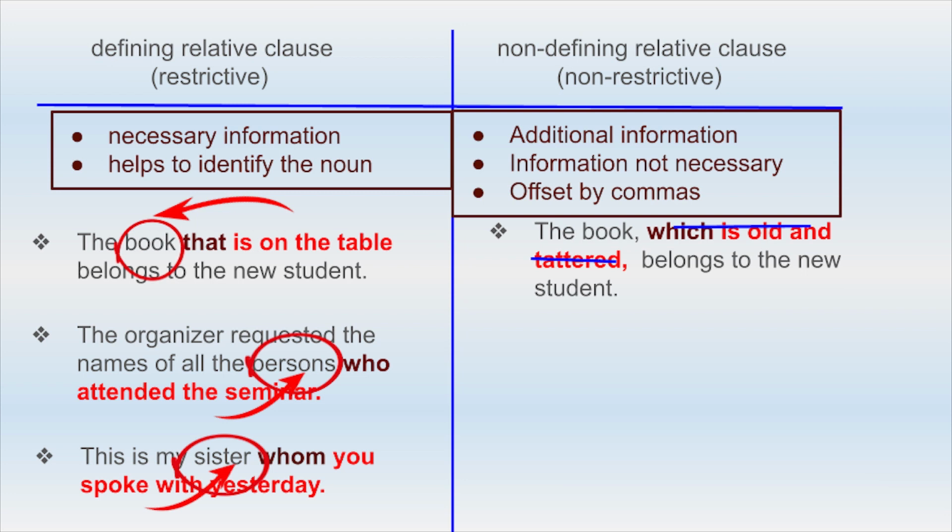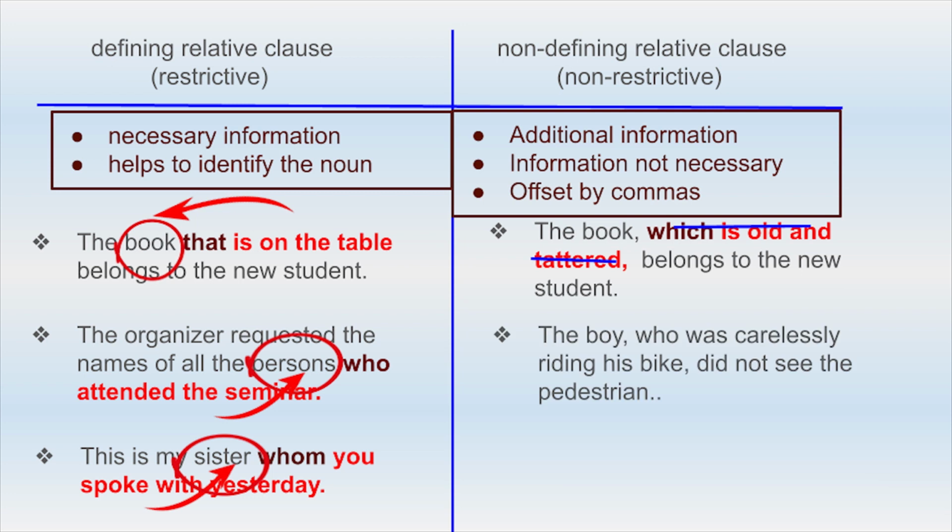Our next example: The boy, who was carelessly riding his bike, did not see the pedestrian. "Who" is the relative pronoun, and "who was carelessly riding his bike" is the non-defining relative clause. If we remove that clause, our sentence would not be affected.